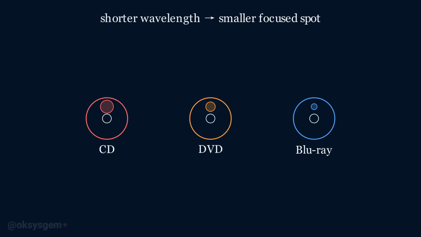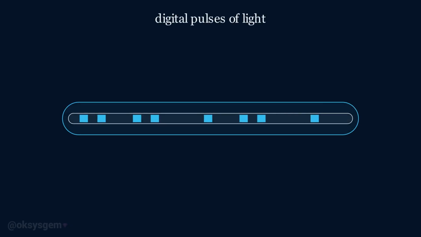Different semiconductor materials can produce different wavelengths. Red laser diodes became important for CD and DVD technology. Shorter wavelength blue-violet diodes enabled Blu-ray discs because their smaller wavelength could focus onto a smaller spot, allowing information to be packed more densely onto a disc.